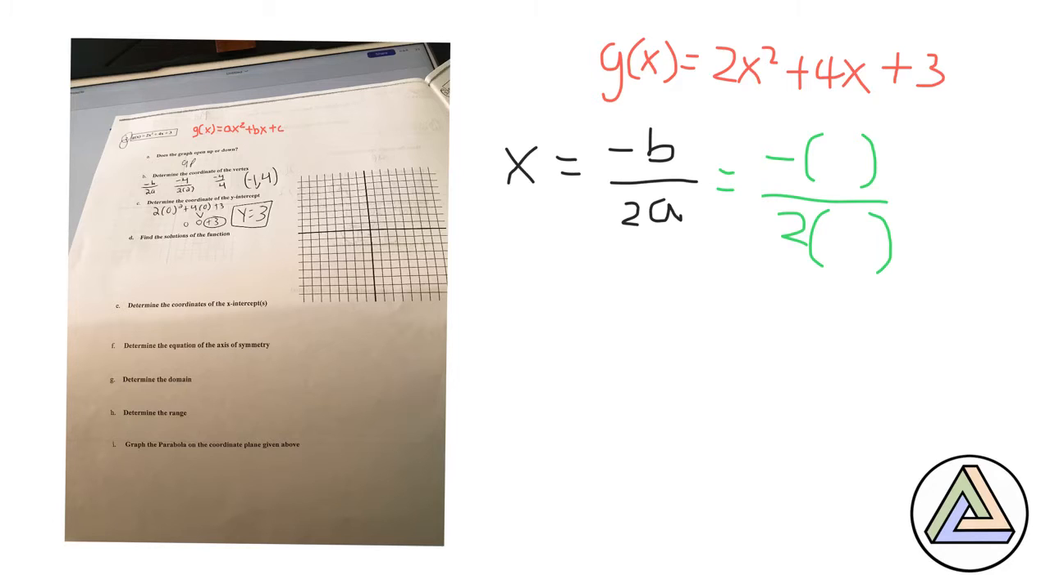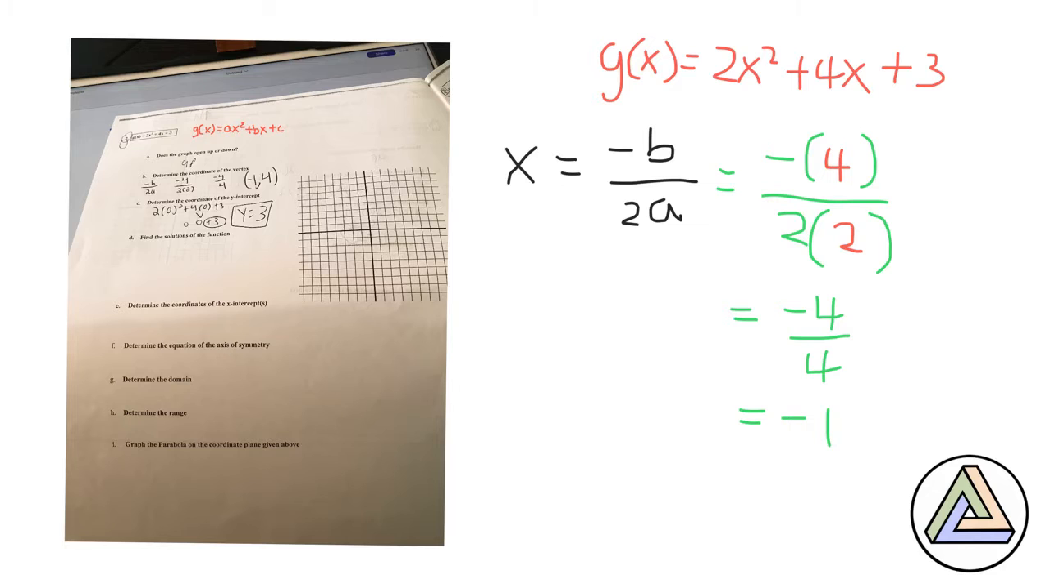For now, all we have to do is just plug in what belongs here. Well, what's a? It's 2. What's b? It's 4. So we just put those numbers in where they belong. And then we do the necessary calculations. Negative 4 over positive 4. Obviously, that is going to give us negative 1 at the end of the day.